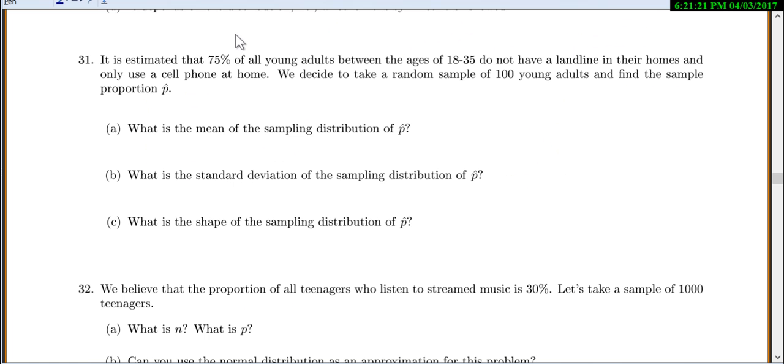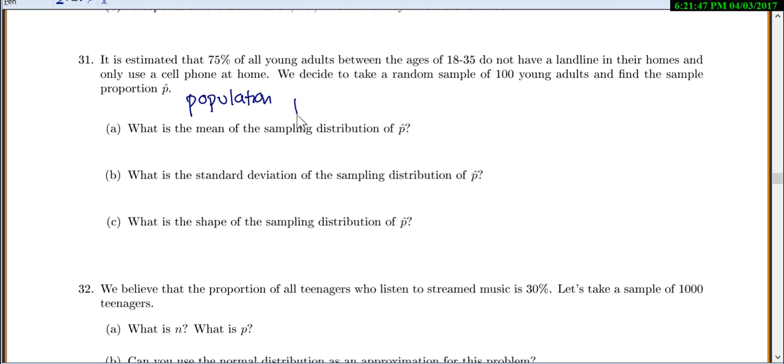Then let's turn to number 31, I think it's just on the next page. Let's see, we've estimated that 75% of all young adults between the ages of 18 and 35 do not have a landline in their homes and only use a cell phone. We decide to take a random sample of 100 adults and find the sample proportion. So when I look at this one, it's estimated that 75% of everyone, that sounds like the population.